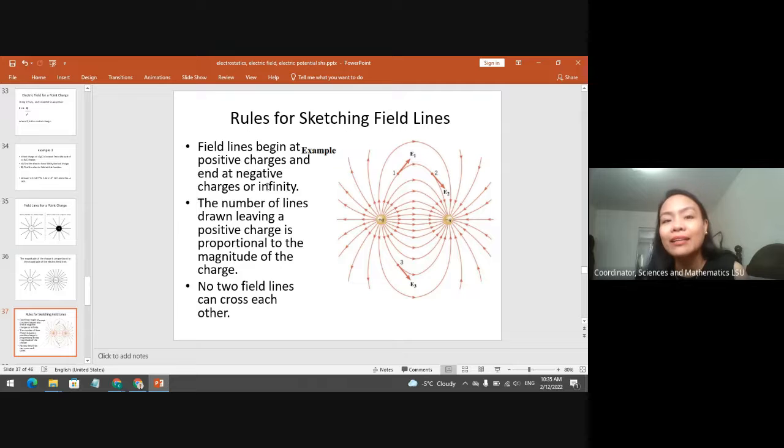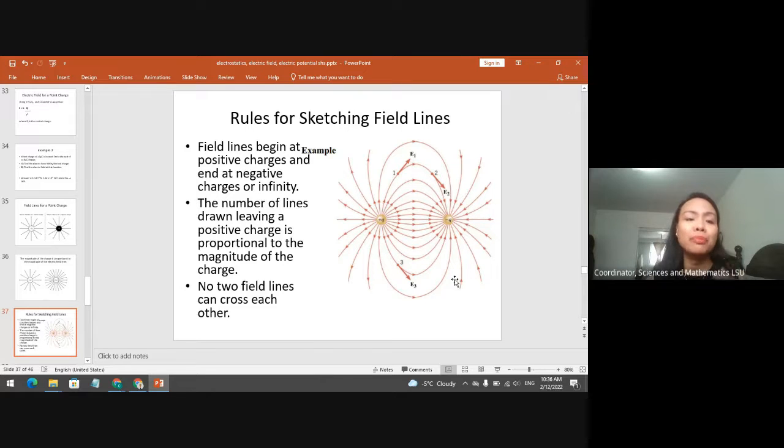Okay, and the field lines begin at positive charges and end at negative charges or infinity. So positive always away and negative always going towards. As you may see here, you have the arrows from positive going away and then the arrows towards the negative charge. The number of lines drawn leaving a positive charge is proportional to the magnitude of the charge. So the greater the magnitude of the charge, the more field lines there will be, and no two field lines can cross each other.